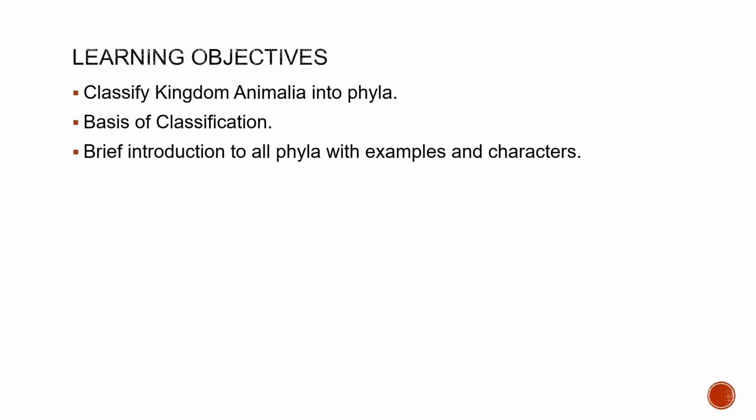So let us start with Kingdom Animalia. What are the learning objectives of today's lesson? At the end of today's lesson, we will know how to classify the Kingdom Animalia into different phyla and on what basis we are classifying this kingdom. Now we will have a brief introduction of all the phyla with examples and characters. So this will be just a brief introductory episode.